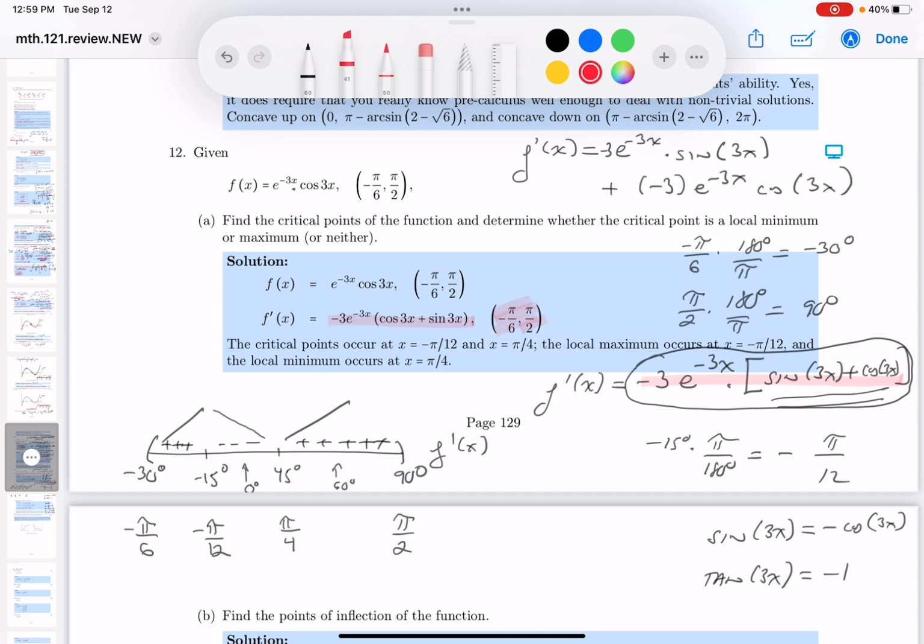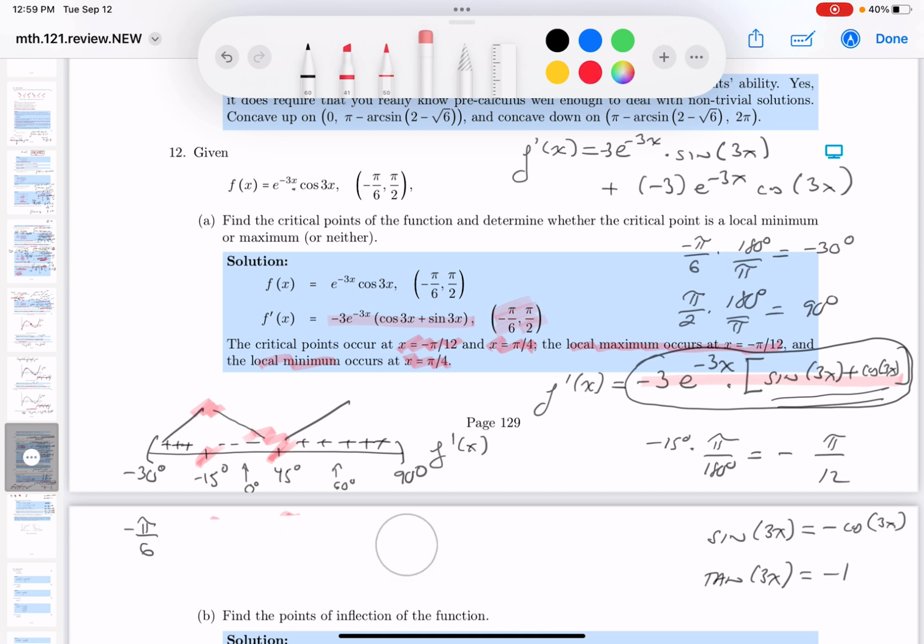I claim the critical values were minus pi over 12 and pi over 4. A local maximum occurs at minus pi over 12, and a local minimum occurs right over here at pi over 4. Okay? So that's not so bad to do. And certainly that A is done. It took me time, but I got through A.